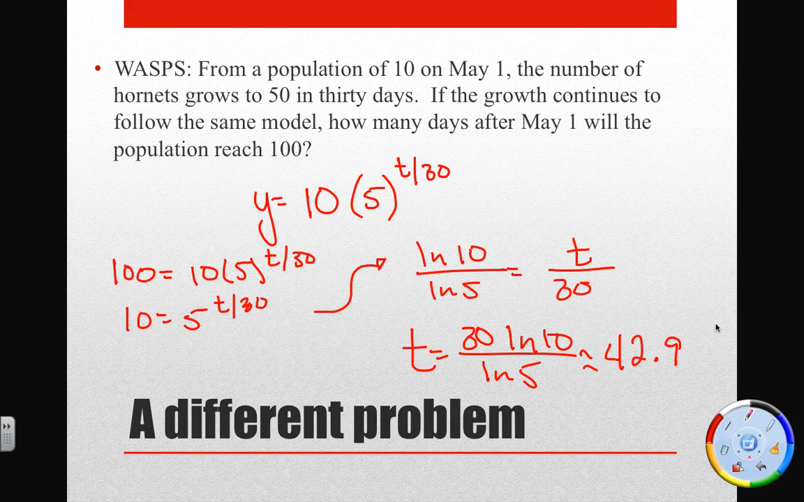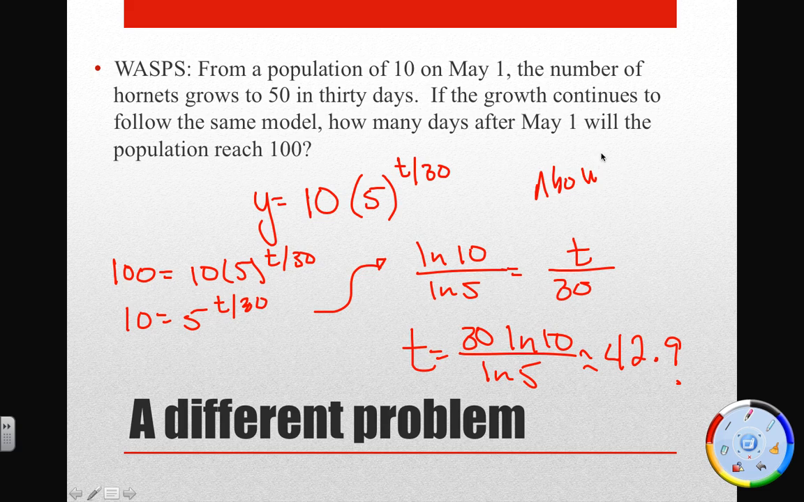And you get 42.9. So then you interpret your answer, because maybe this is part of a free response question, and they want a very specific statement. So 42.9, what does that mean? Growth rate continues. How many days after will the population reach 100?